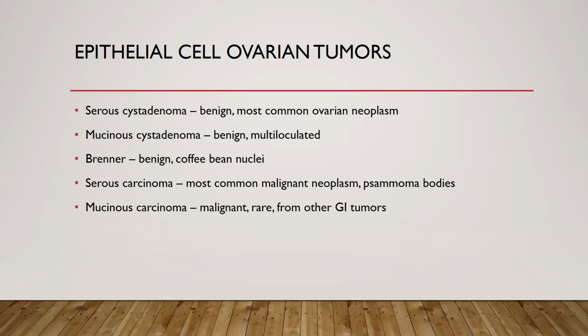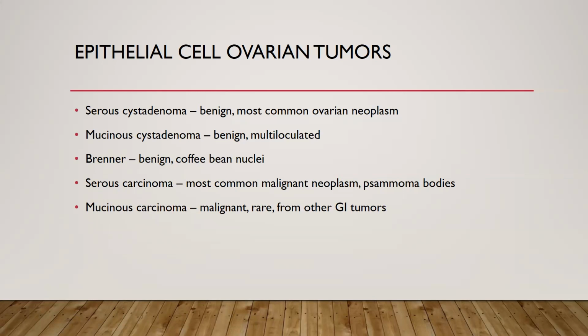Serous carcinoma is the most common malignant neoplasm. Your pathognomonic thing would be the psammoma bodies. And then mucinous carcinoma is malignant and rare and typically metastasized from other GI tumors.